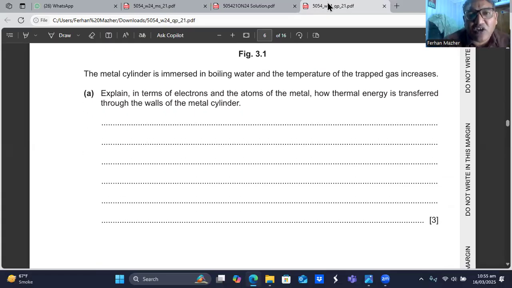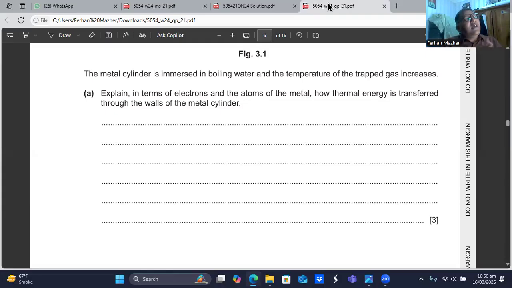Explain, in terms of electrons and the atoms of the metal, how the thermal energy is transferred through the walls of the metal cylinder. You see, the metal cylinder which you have put in the hot water. Now the energy is transferred from that hot water and through the walls of that container to the gas which is inside the container. So how has that energy been transferred through those metal walls?